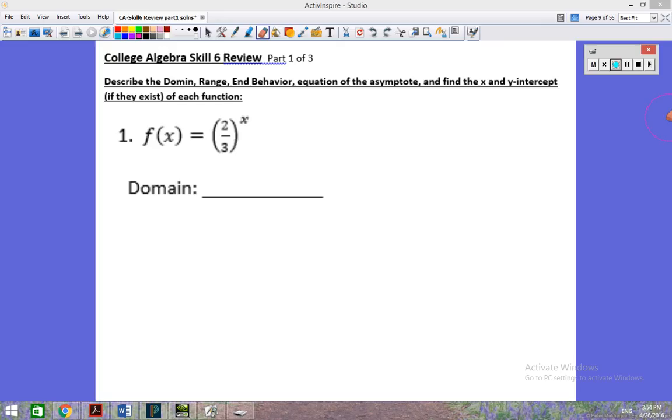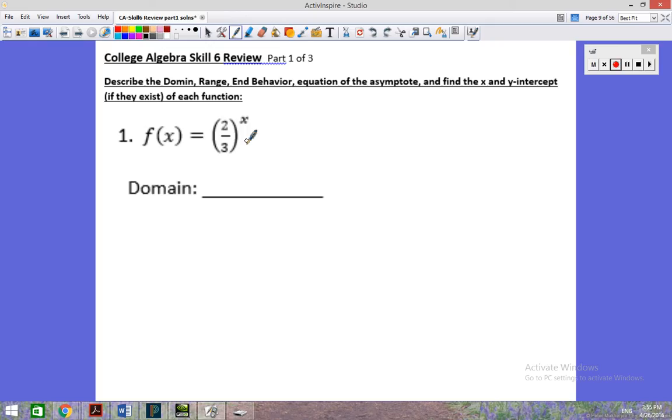Alright, let's see if I can help you with this review. I have taken Skill 6 and split it up into 3 parts. So this first part is an emphasis on exponential functions and logarithmic functions and properties of their graphs.